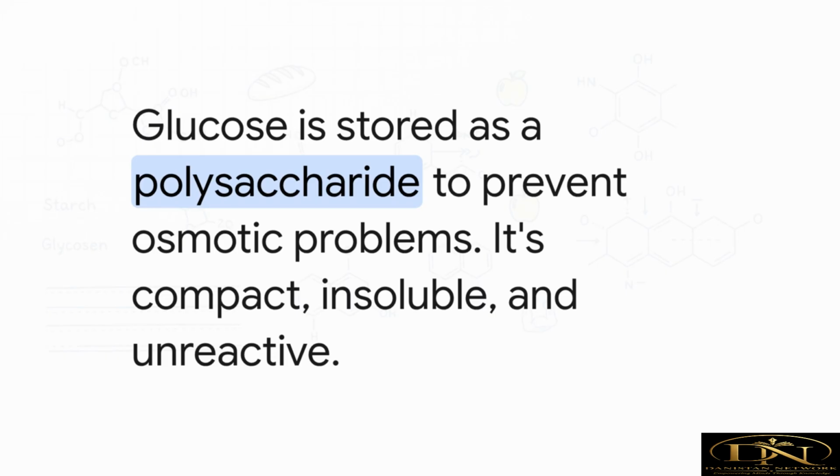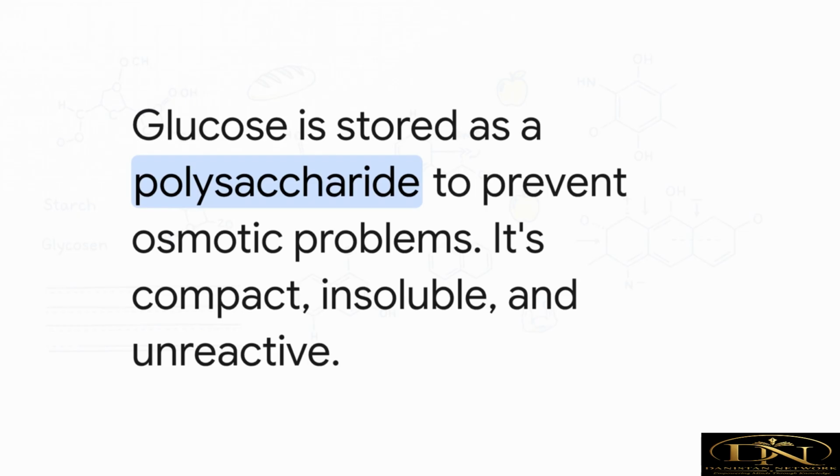If you had all that glucose dissolved inside, water would rush into the cell through osmosis, and it could actually swell up and burst. Not good. Plus, glucose is pretty reactive, so by packaging it up into a big insoluble and unreactive polymer like starch, the cell can stash away a ton of energy in a really compact way without messing up its internal chemistry.